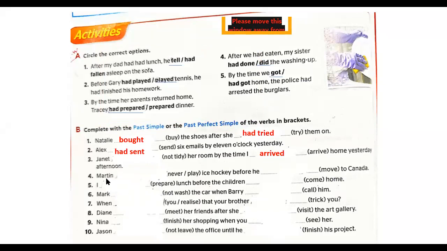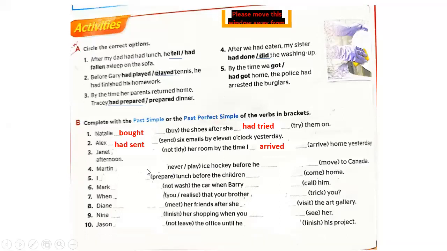Yusuf Karim. Number 4. Martin, what ice hockey before he went to Canada? Never played, or had never played? Had never played. Before he what? Action number 2. Before moved. Excellent.